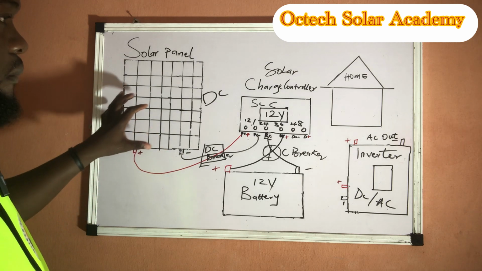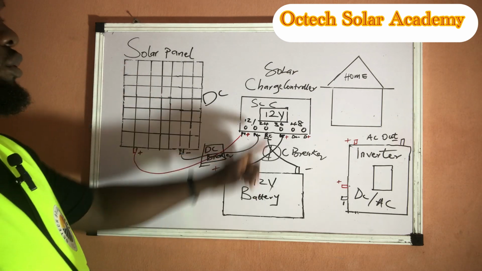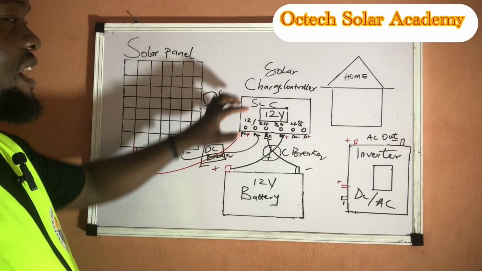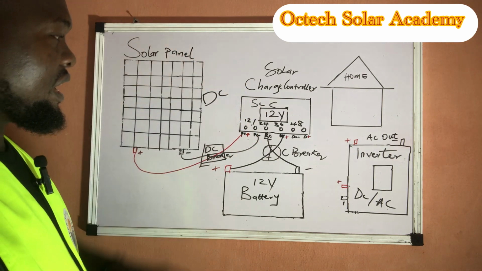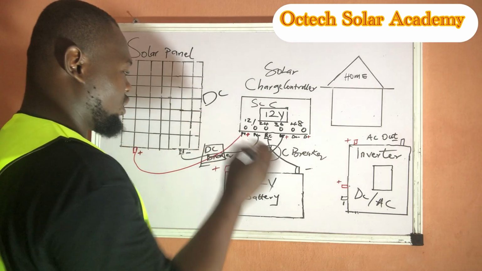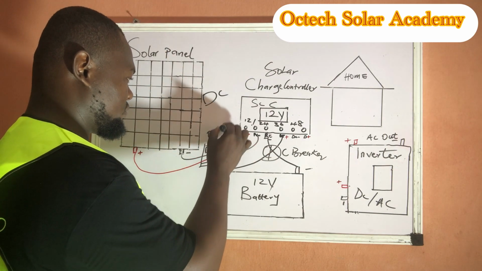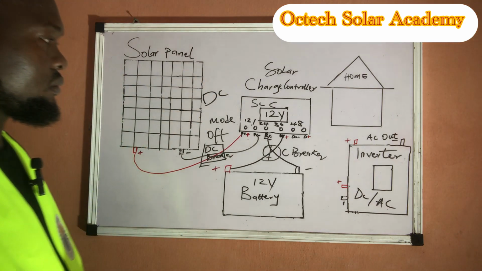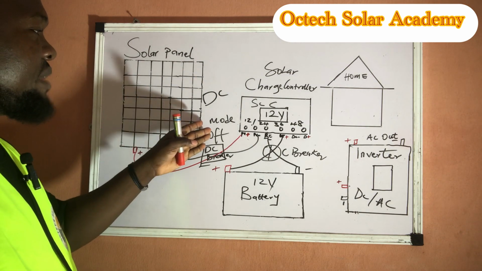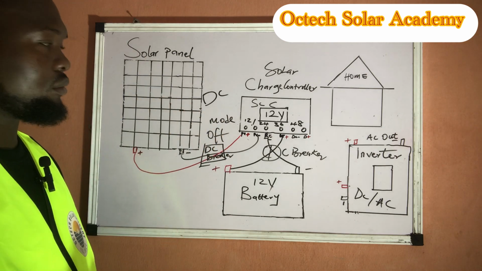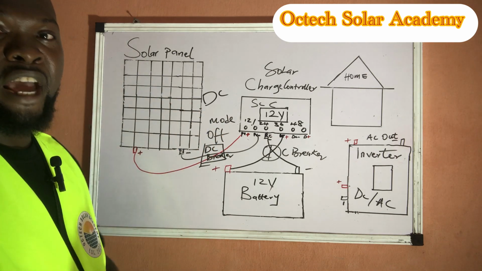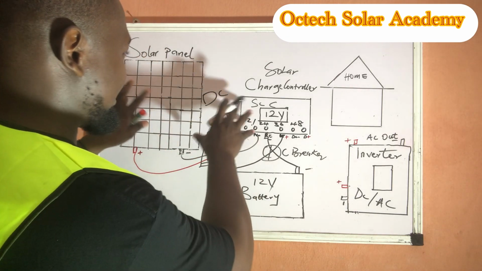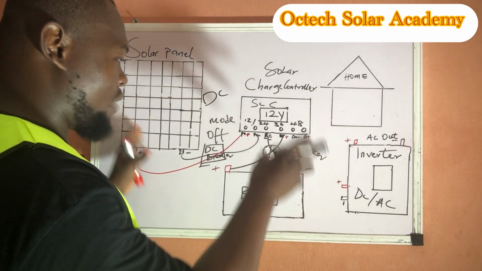Now we've already connected our battery to the charge controller to read the voltage. Then we've connected our solar panel. While connecting this, your DC breaker must be off, must be on off mode, to avoid error due to paralysis. Now, we've already connected our solar panels together with our battery.